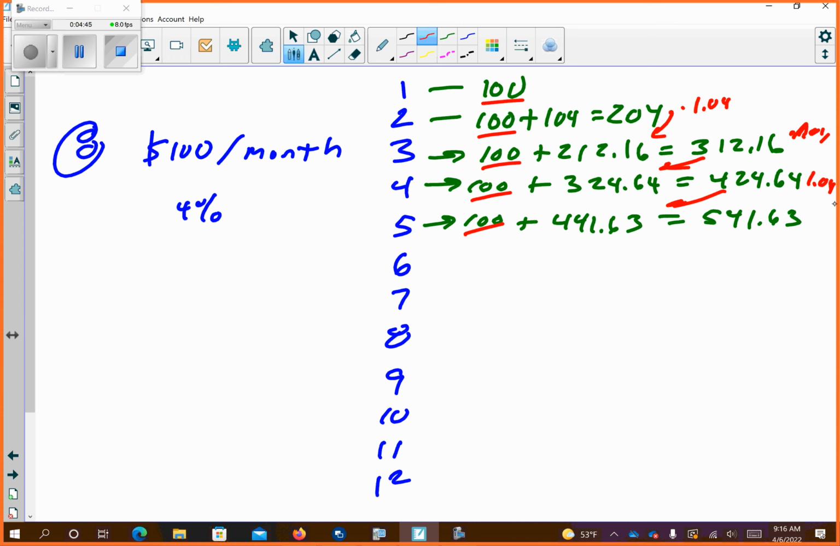Okay, so yeah, obviously it's growing. At the fifth month you have $541 in there. The nice thing about it is you've only put 500 in, and at the fifth month still have $41.63 in interest you made, that is good. So, that is right. All right. Does that help you on that one? You have to go through all 12 months.